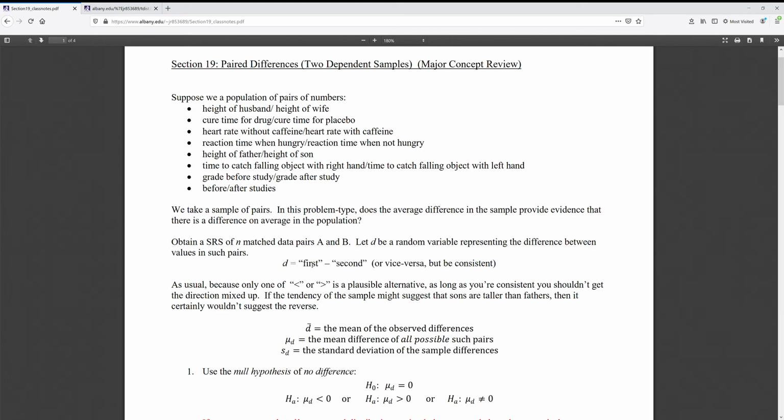So you can do this either way you like. We'll stick to first minus second because it's a little easier. But as we've seen in the past, it really doesn't matter which variable you call which. So for the sake of argument, whatever the first thing happens to be minus whatever the second thing happens to be.